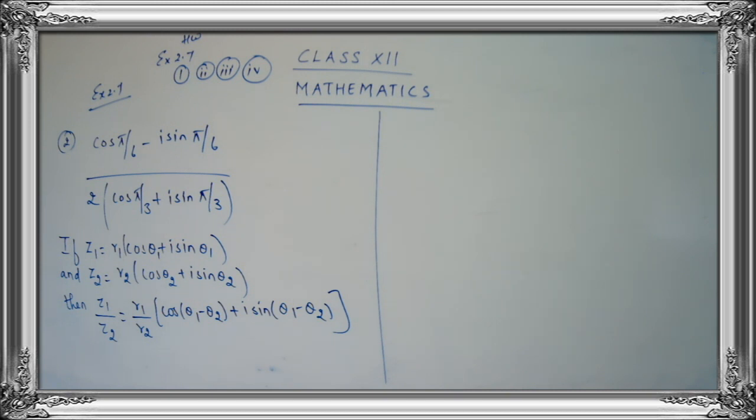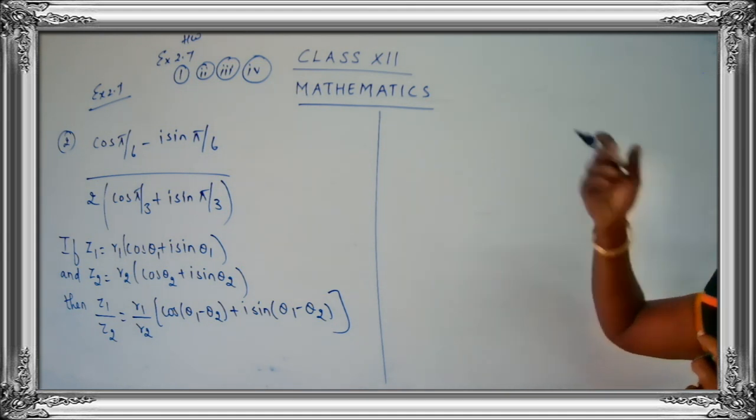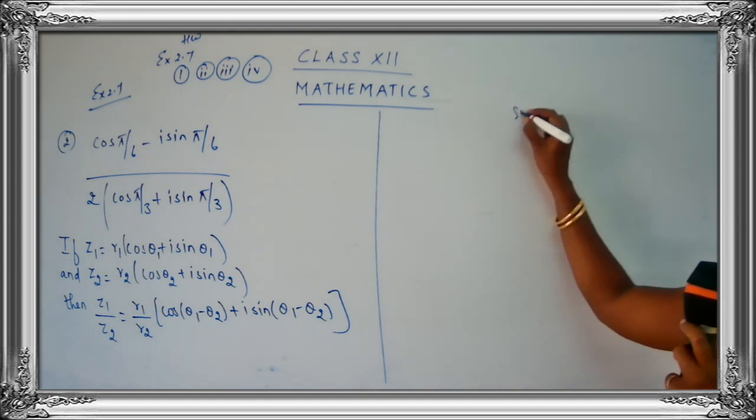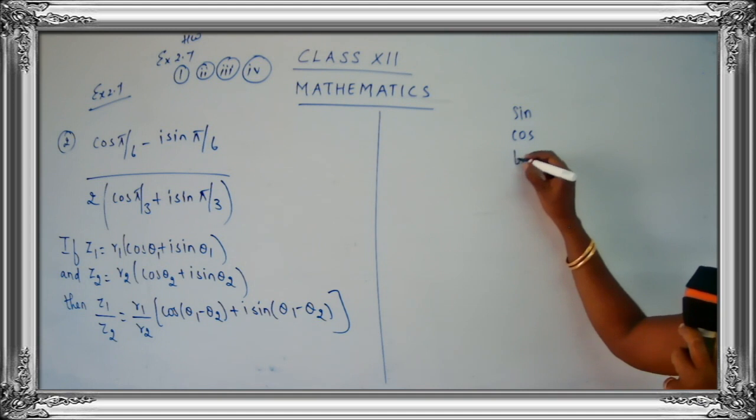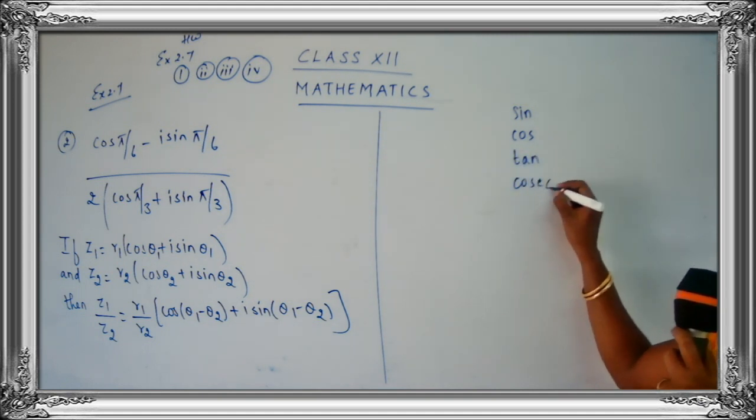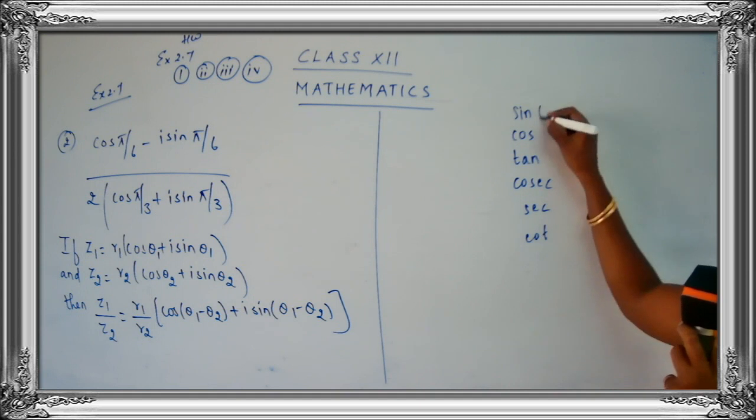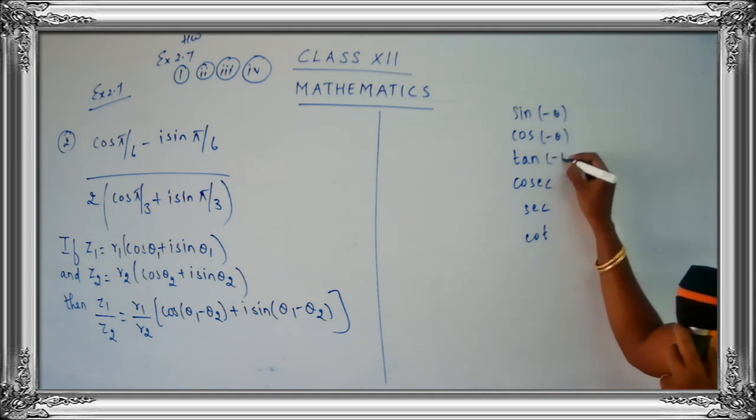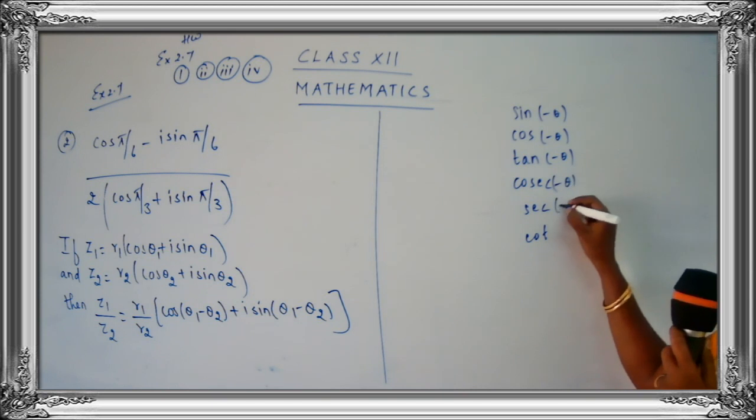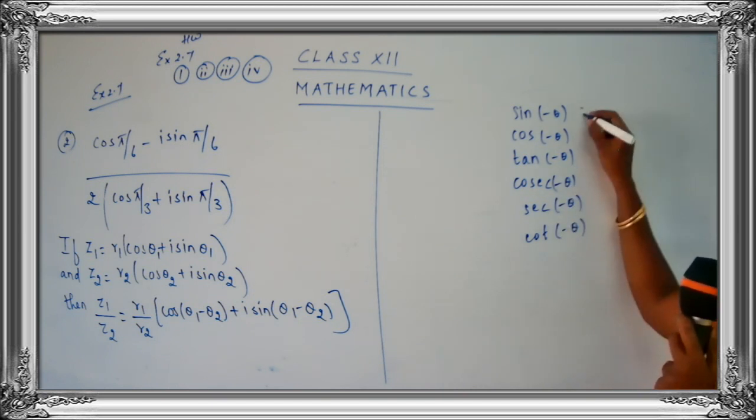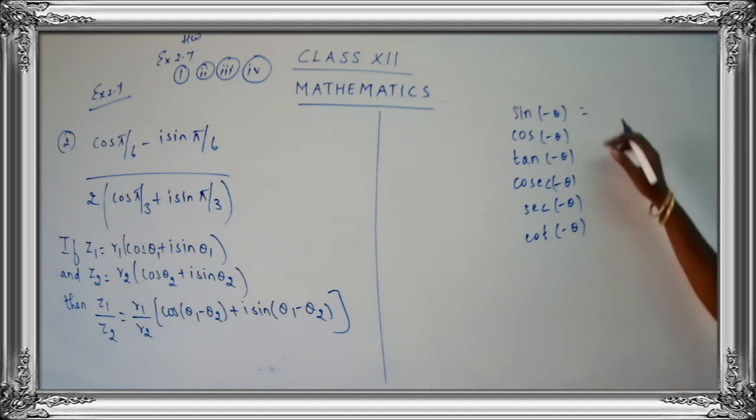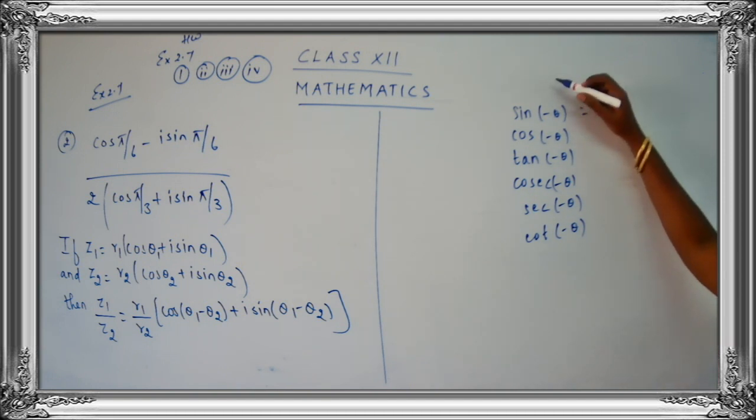Okay, now let's do the work. We have studied in our 11th standard how to write theta in terms of minus theta, or minus theta in terms of theta. That is, we have seen it for all the 6 trigonometric functions. Let me start from sine, cos, tan, cosec, sec, cot. And if you have minus theta for a trigonometric function, how are you going to write this in terms of theta?